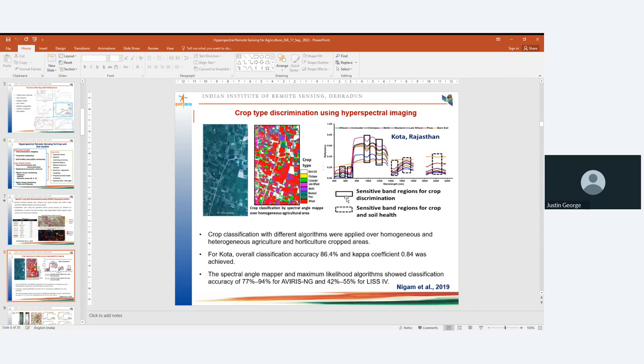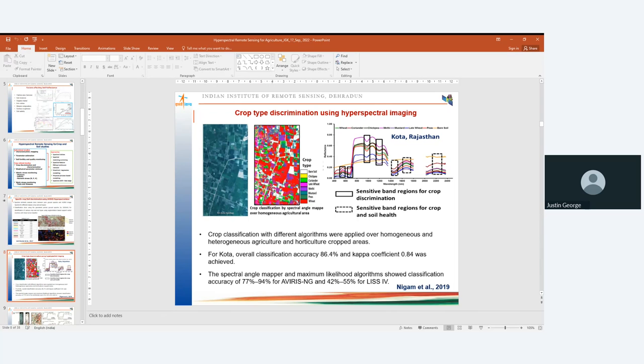Many of these crops, even with the naked eye from a distance, we will not be able to differentiate between them. So the crop classification was attempted using different algorithms over homogeneous as well as heterogeneous agriculture and horticulture crop areas. And from the study area, they identified certain sensitive band regions which can be used for crop discrimination. Certain sensitive band regions, mainly for crop as well as soil health, were also identified by the workers.